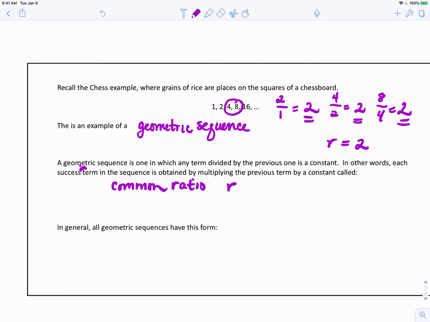Another way of thinking about that is you multiply it always by the same number. With arithmetic sequences, you add the same number every time, but with geometric sequences, you multiply by the same number every time. So, for example, to get the next term here, I multiply by 2. Every time we're multiplying by 2, the common ratio. So in general, all geometric sequences have this form: the nth term of the sequence is equal to the one that came before it times the common ratio.